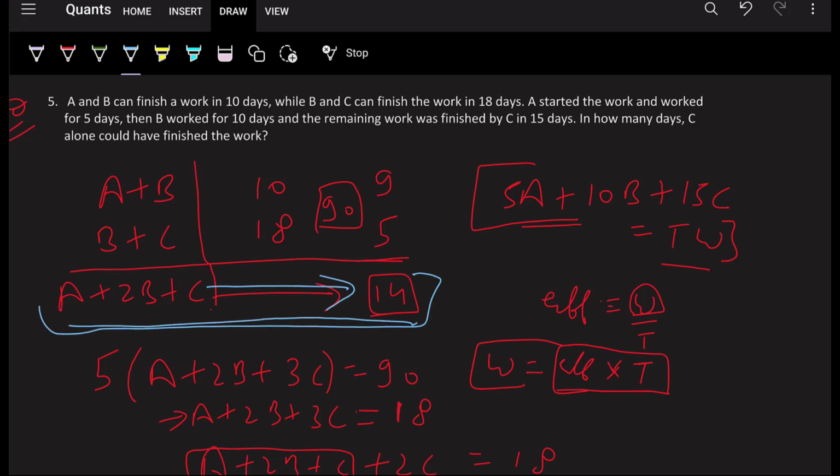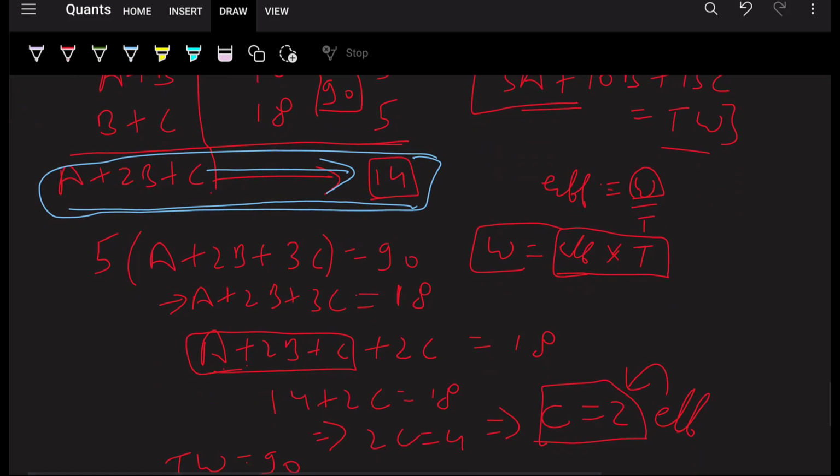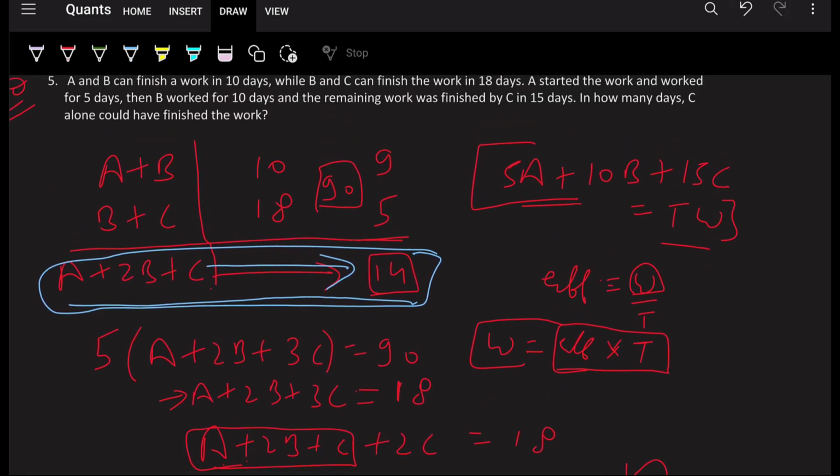Now I know that it is given in the question that A started work for 5 days. So the work done in 5 days by A will be what? We know the formula that efficiency is work upon time. So from here I can say that work is equal to efficiency into time. So the work done in 5 days by A will be number of days into efficiency of A, so 5A. In the similar way, work done by B will be 10B, and the work done by C in 15 days will be 15C. So combining all these, it will be equal to total work.